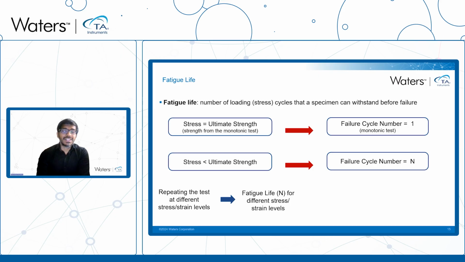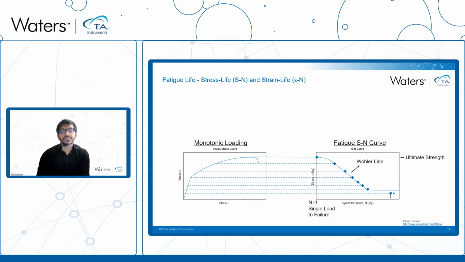Usually in a fatigue study, repeating fatigue tests are performed at different stress levels, and the fatigue life N for each stress level is determined. Then a stress-life or S-N curve is generated, which can provide an estimation of the fatigue life of your material at a specific stress level under certain test conditions.